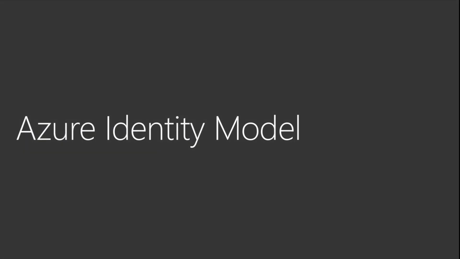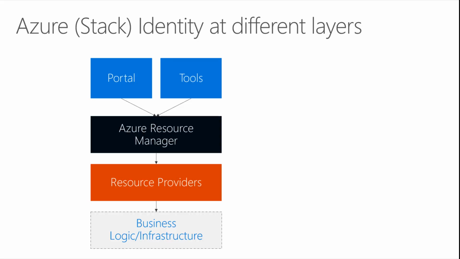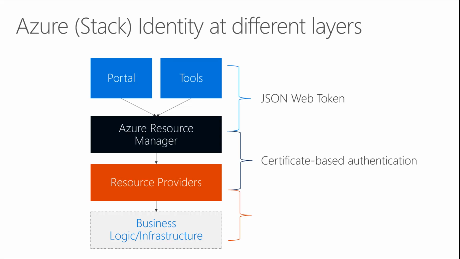Let's take a look at the Azure identity model and how it applies to Azure Stack. This is also the Azure Stack identity model. So the portal and tools interact with Azure Resource Manager, or ARM. They authenticate the user and then issue a JWT token or a JSON Web Token. The client access to the ARM API layer is done through JWT tokens. Azure Resource Manager then makes calls to the individual resource providers. And this happens through a cert-based authentication mechanism, which is part of a trusted subsystem.